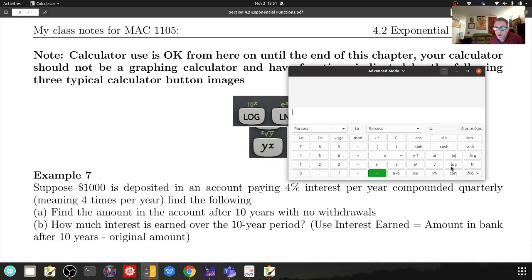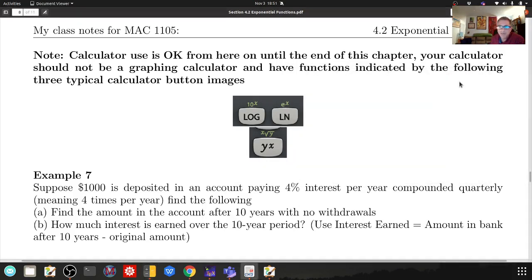There's my log, and there's my ln function. I can do 10 to the x by using this function. There's my e, so I can do e to the x. What I'm not seeing is the nth root of x, but that's okay. I can always download a better calculator if I need it. I don't think I need it. So let's do this example.